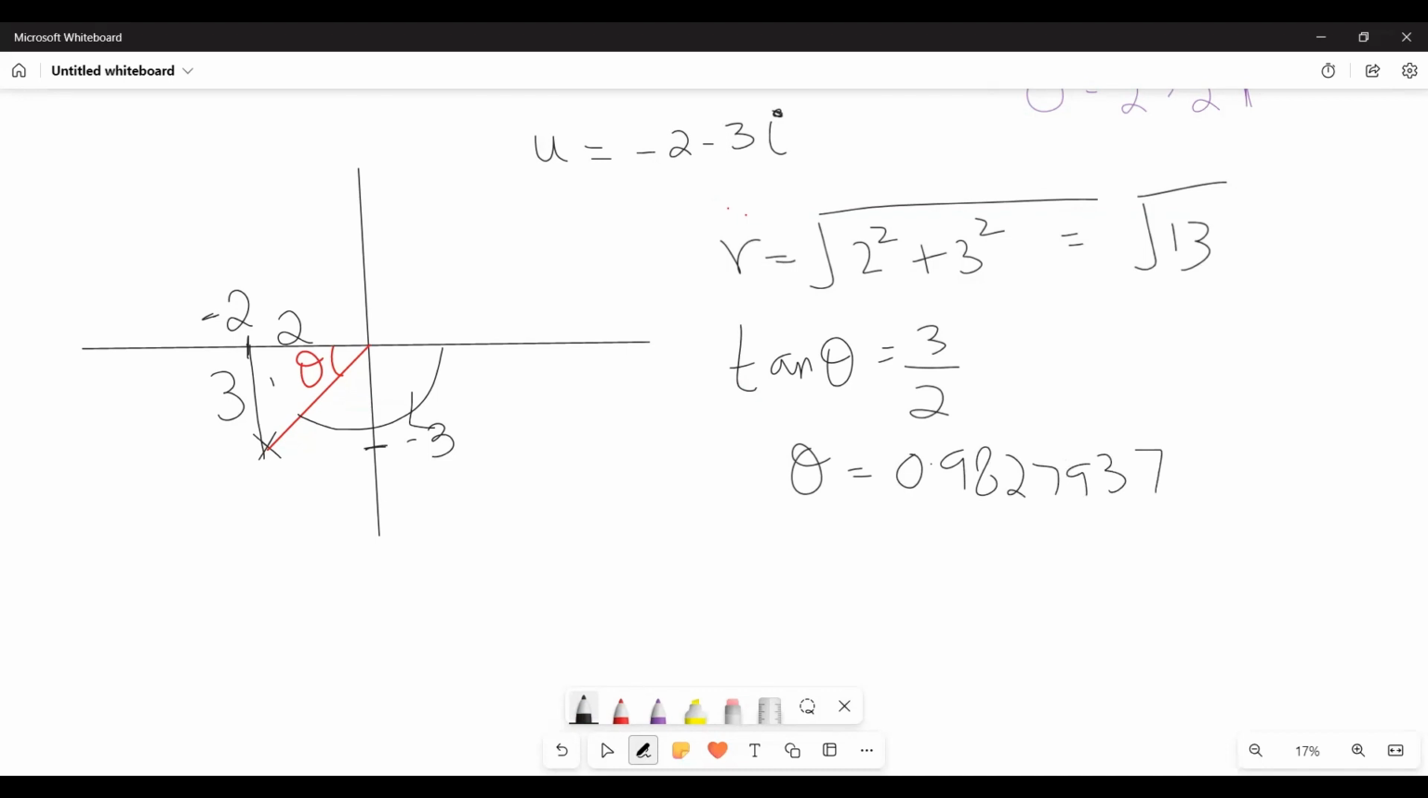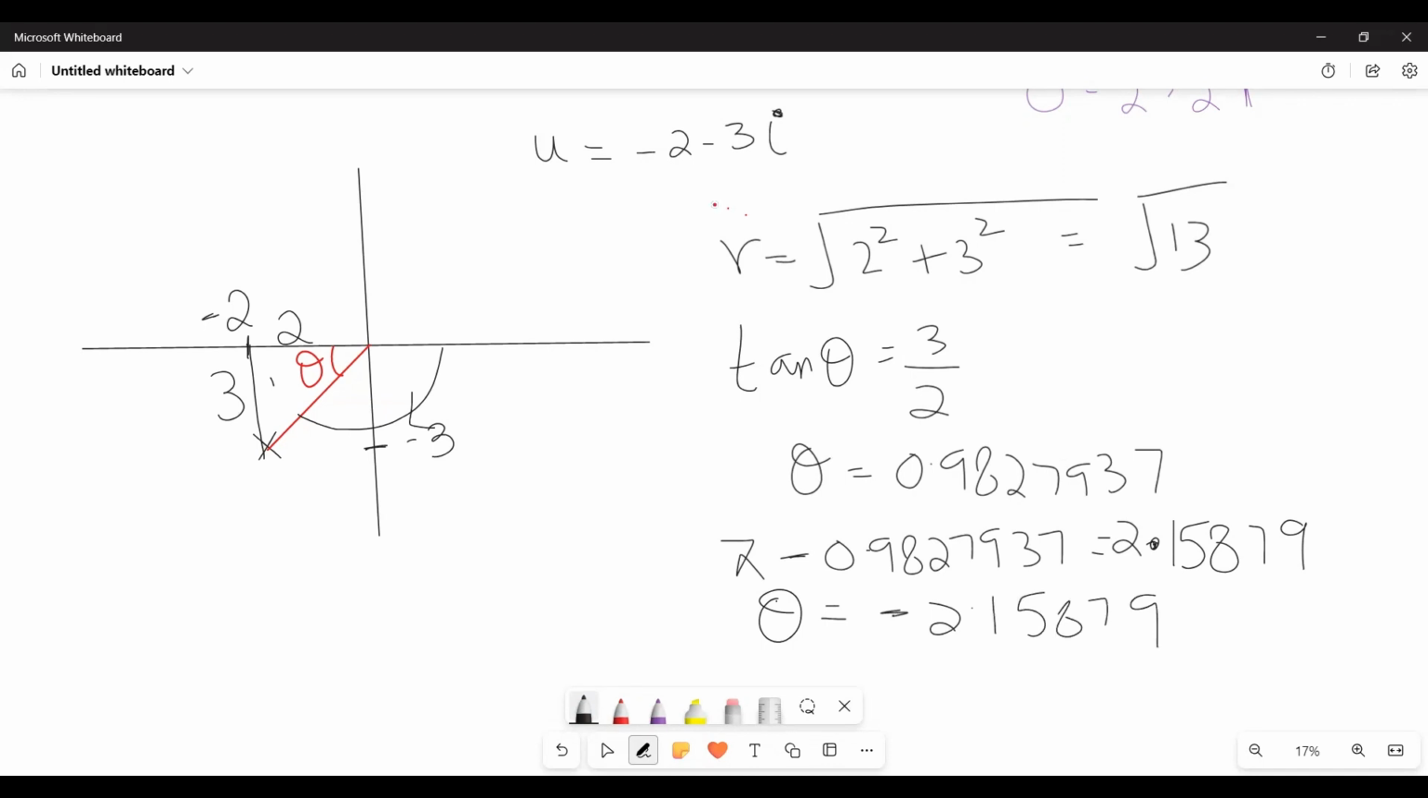So theta is tan inverse 3 upon 2, which is 0.982797. I'm going to subtract it from pi. Pi minus the answer is 2.15879. Place a negative sign with it. So theta is negative 2.15879. So the final answer would be the square root of 13 bracket cos negative 2.16 plus iota sine negative 2.16, rounding it off.